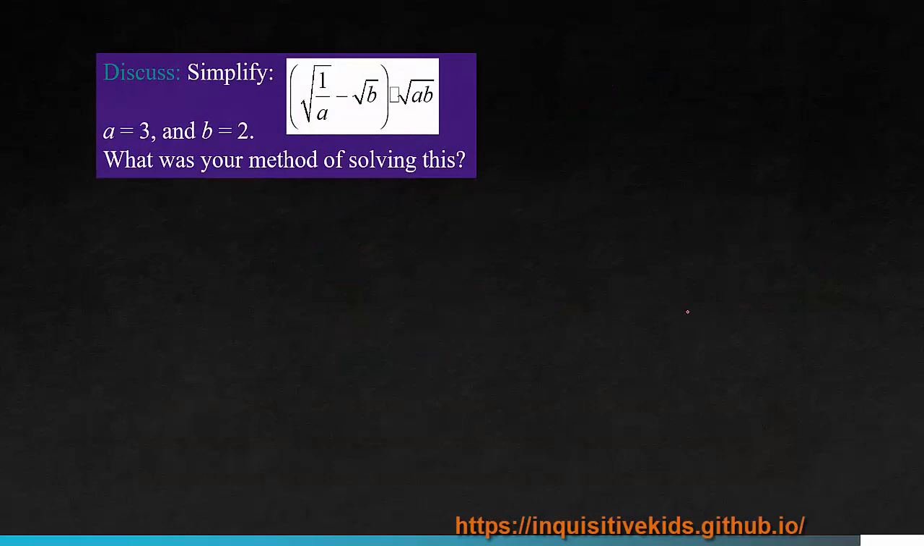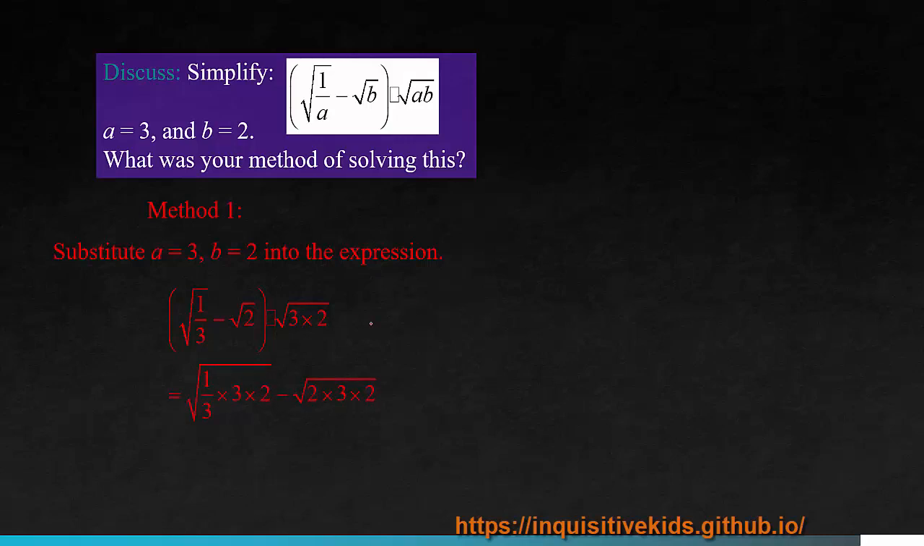How would you simplify this expression? And we are given that a equals 3 and b equals 2. What was your method of solving this? We have multiple methods. Method 1 is to first substitute the values into the expression. We have the arithmetic square root of 1/3 minus the arithmetic square root of 2 times the arithmetic square root of 3 times 2. We use the distributive property of multiplication, and we simplify to get the arithmetic square root of 2 minus 2 times the arithmetic square root of 3.